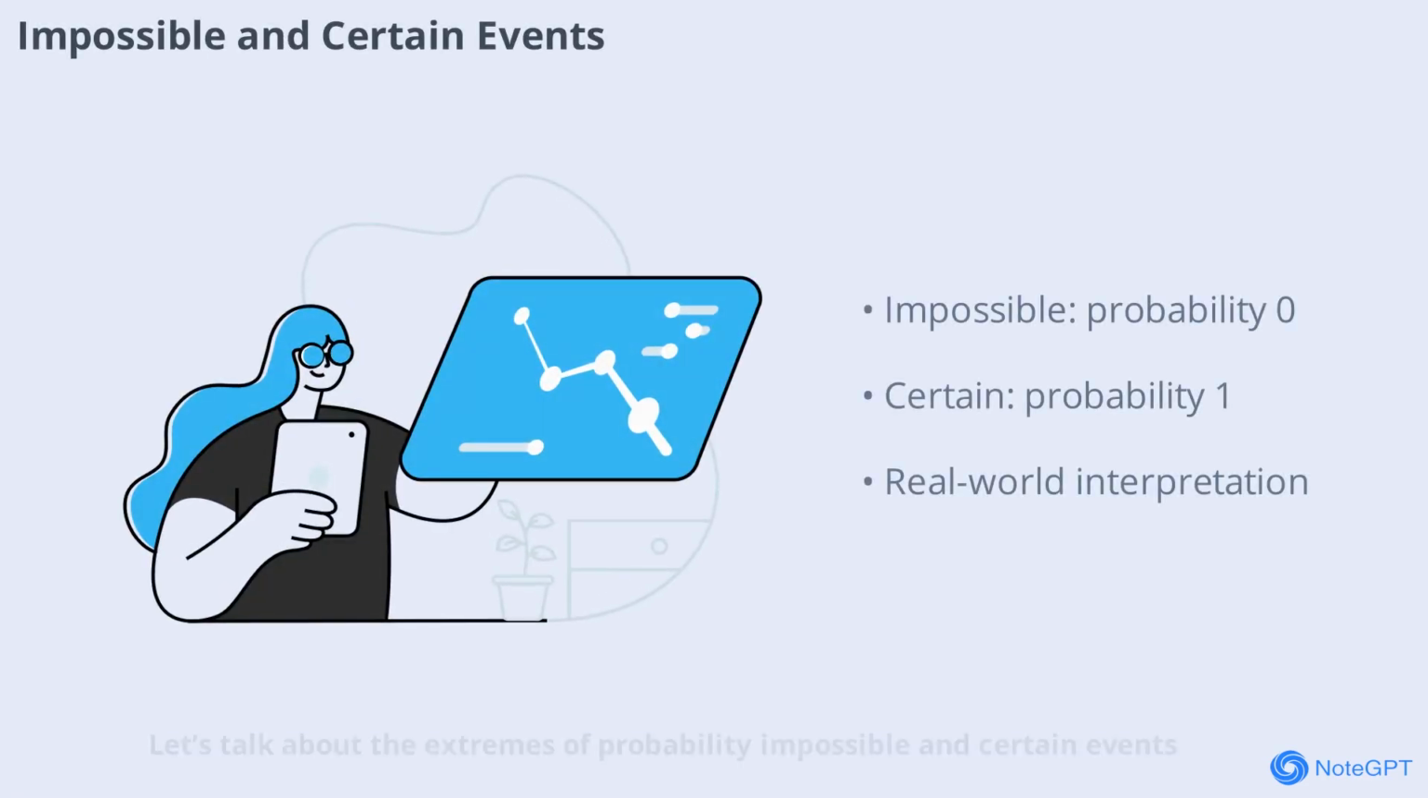Let's talk about the extremes of probability: impossible and certain events. An impossible event has a probability of 0. For example, rolling a 7 on a standard 6-sided die is impossible. A certain event has a probability of 1, like drawing a card from a deck and getting a card, because every draw results in a card. Understanding these extremes helps us interpret probabilities in real-world situations.